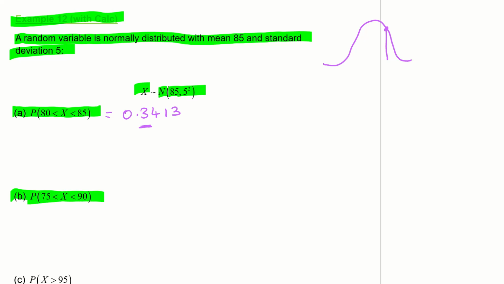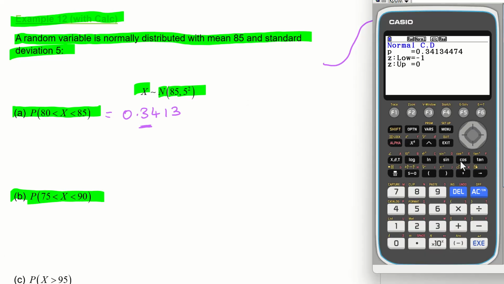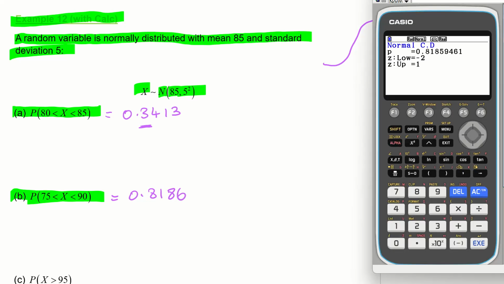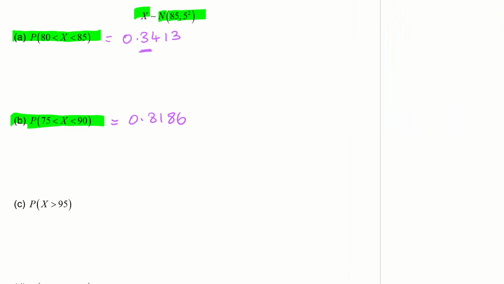So now we'll do between 75 and 90. And so if I just execute, I go back to this screen, and all I need to do is set my lower as 75 and my upper as 90, and then execute, and I get 0.8186. I think it was 8186. Let's just check. Yeah, 8186.